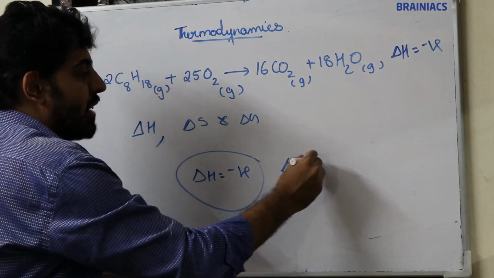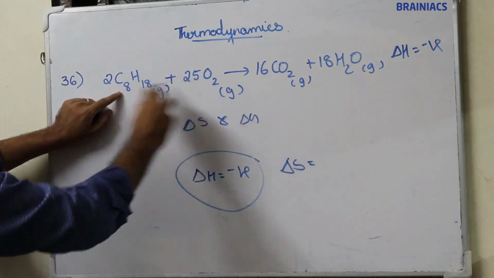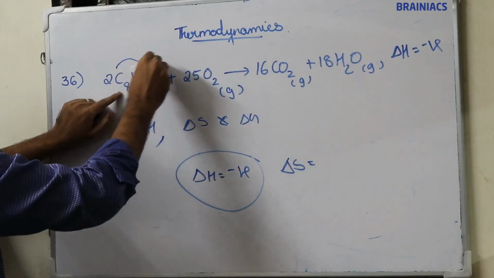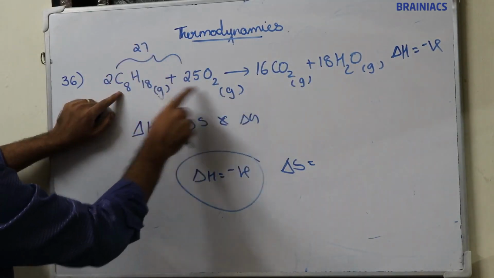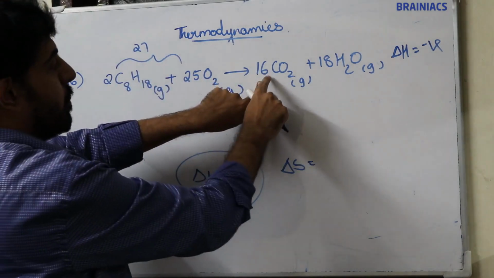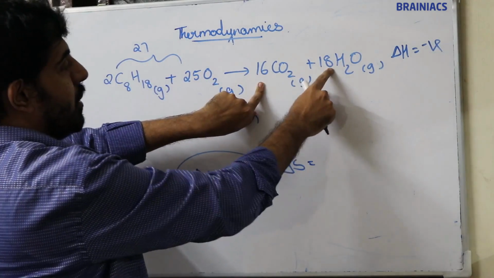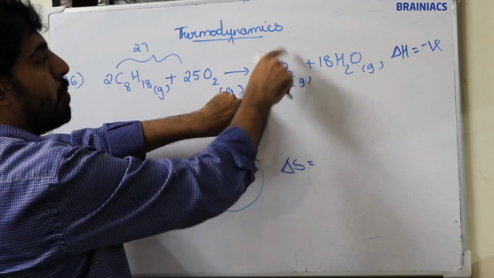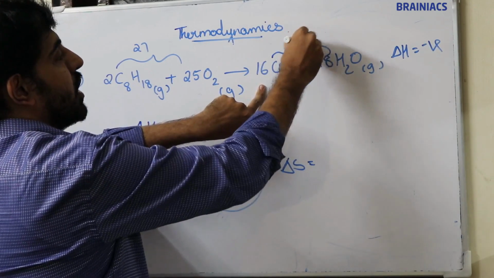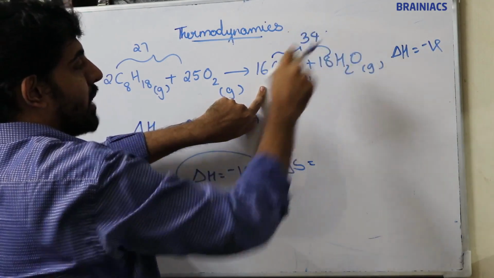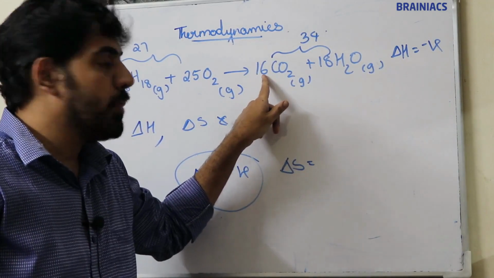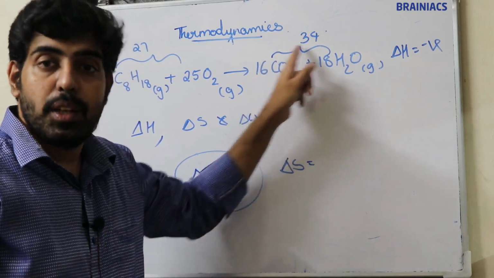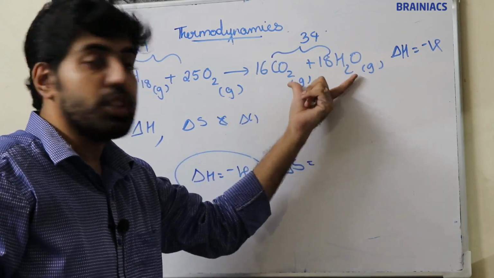For calculating delta S, try to find the number of moles on the reactant and product sides. On the reactant side, 25 plus 2, 27 gaseous molecules are there. On the product side, 28 plus 6, you will get 34. 34 gaseous products are there.